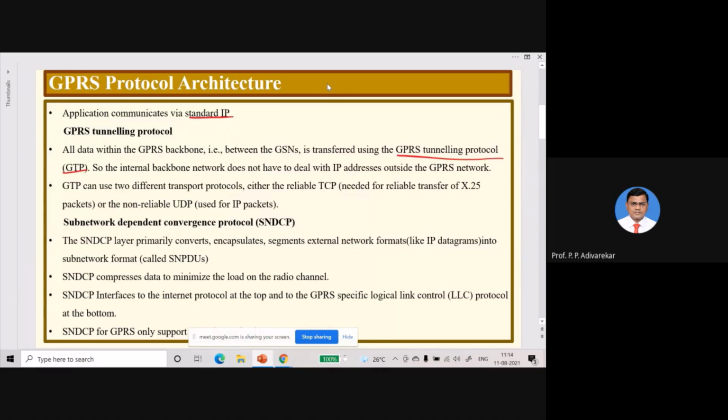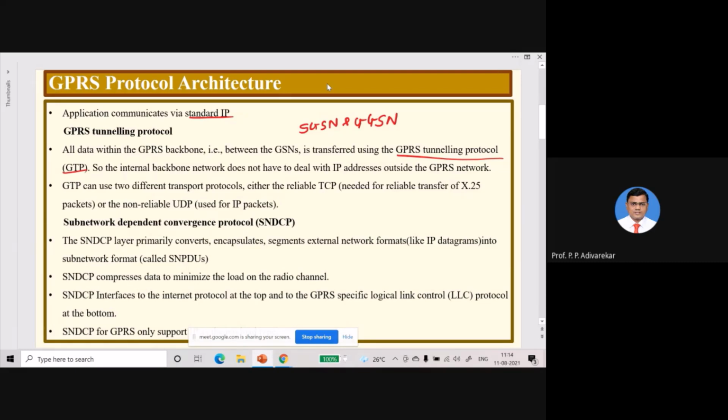So all the data within the GPRS backbone. Now GPRS backbone means here it is comprising of SGSN and GGSN. So communication between these two will happen through this GTP protocol. So the internal backbone doesn't have to worry about the IP address of the GPRS network, because they are using a separate protocol for communication.